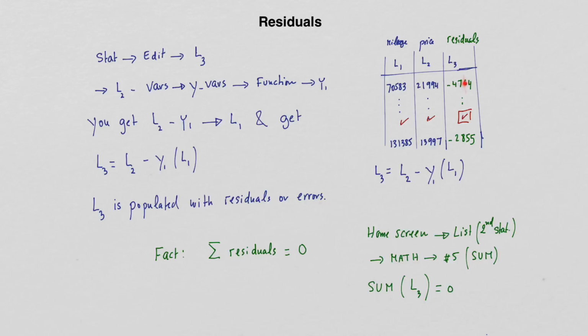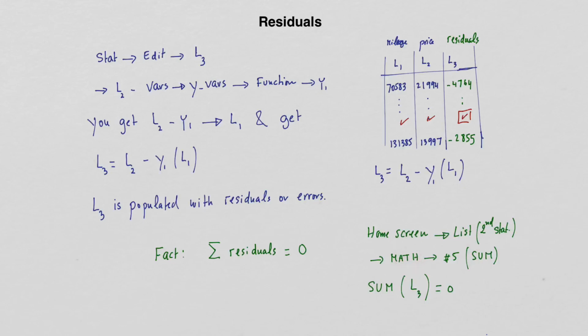If you want to double check by adding these numbers to get 0, one way to do it is waste half an hour and write 16 numbers and add them up, right? You don't want to do that. Here is how you do it. You go to your home screen first and click on list, which is second stats. List. Go to math.